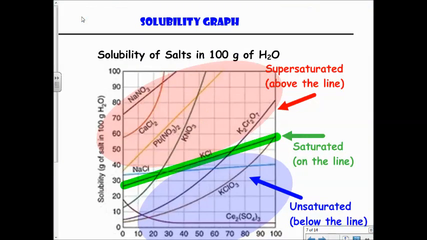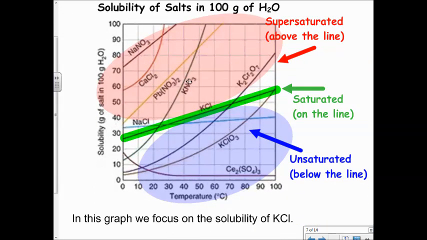Okay, yesterday we talked about solubility graphs, and we learned that if something is above the line, it is supersaturated. The only way a solution can become supersaturated is if it is heated up and then cooled down. Just heating a solution up does not make it supersaturated suddenly. It has to be heated and then cooled in order to be supersaturated.